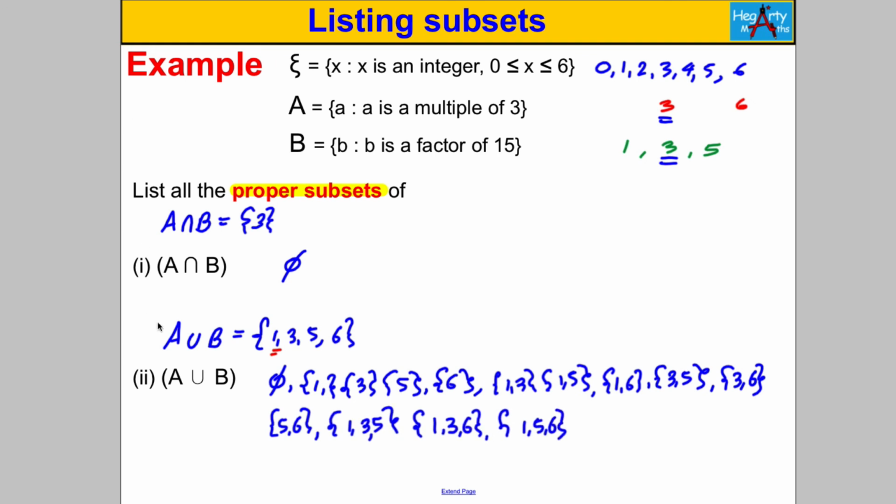Now let's assume you don't have 1 in them. Therefore, if you have 3 in it and you can't have 1, the only option you've got is to have 3, 5 and 6. And they are all the proper subsets of A union B.